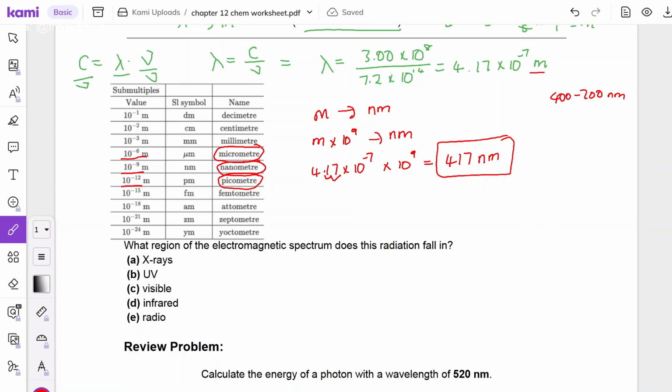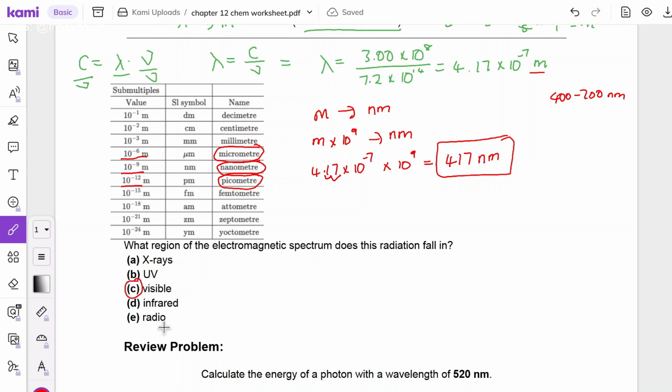This answer helps us answer the other question I already mentioned, about how this is within the 400 to 700 nanometer visible wavelength area, and that falls in between. So the answer is going to be visible.